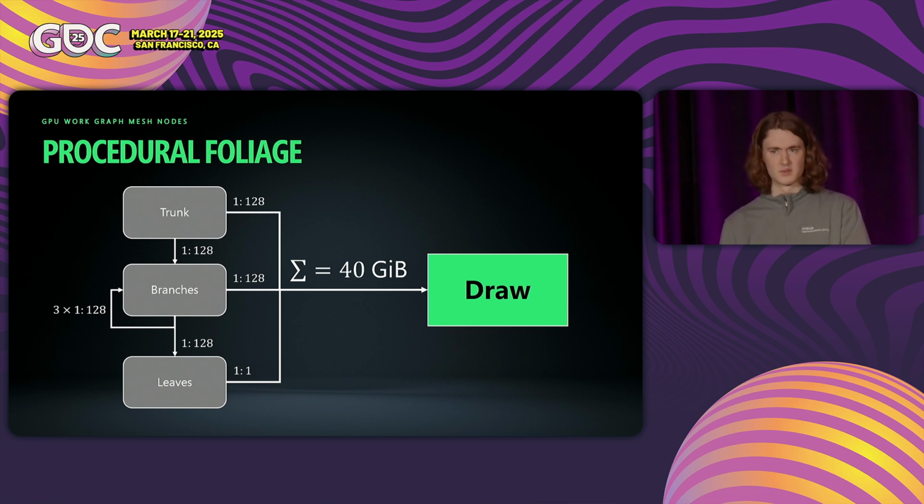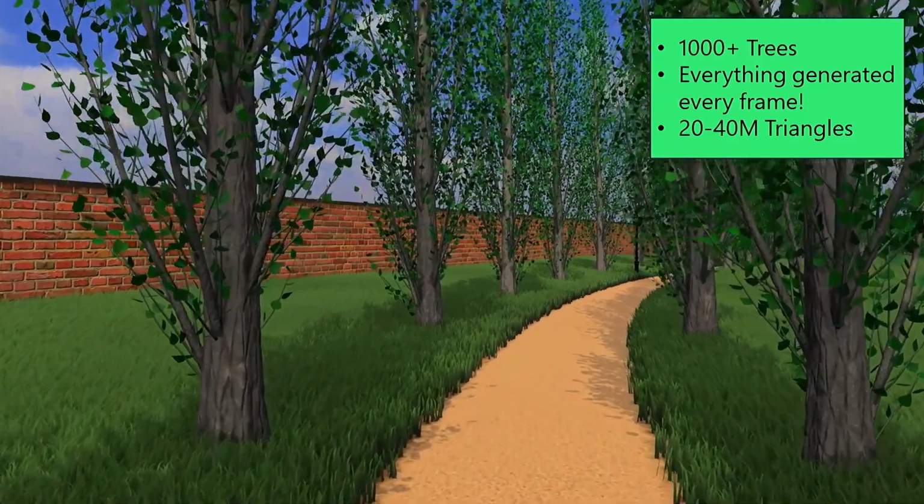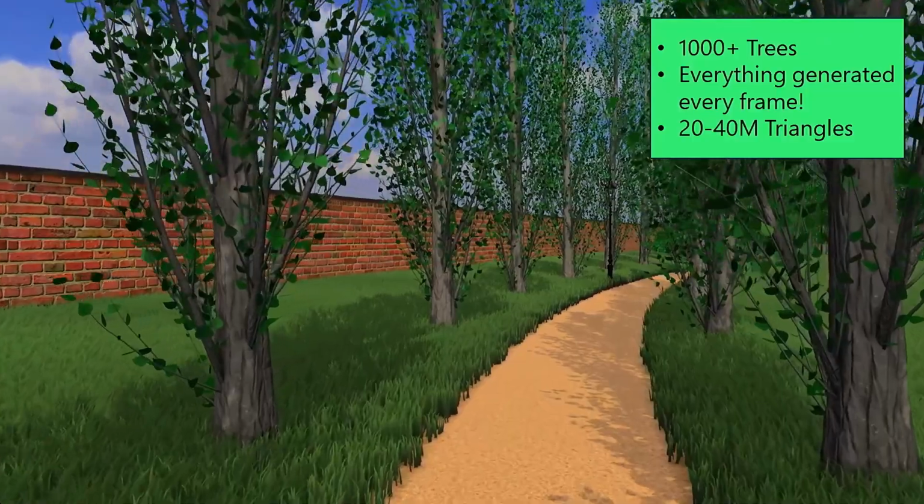And we don't really want to just render one tree, we want to render many trees. So here comes a savior, and it's called mesh nodes. Because now we can directly render the tree from inside the work graph. So we don't have to care about storing away all of the data that we need for drawing. And this allowed us to scale up the trees to over 1,000 trees in our demo scene here.